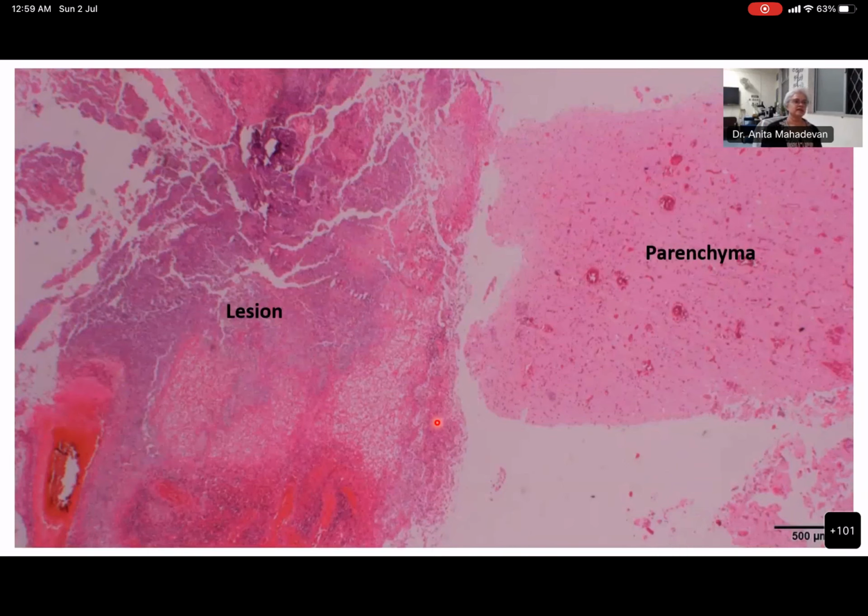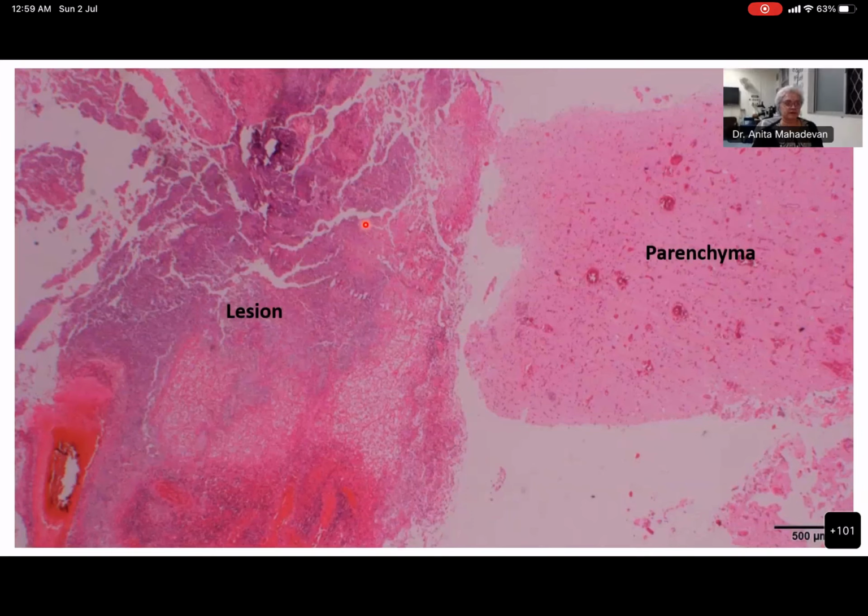So this is what the pathology showed. This is just to orient you. See, this is the brain parenchyma. And this is the lesion proper. And Joshua, what do you think? What is the lesion showing? Showing on the right side, the lesion that appears necro-inflammatory. Very good.